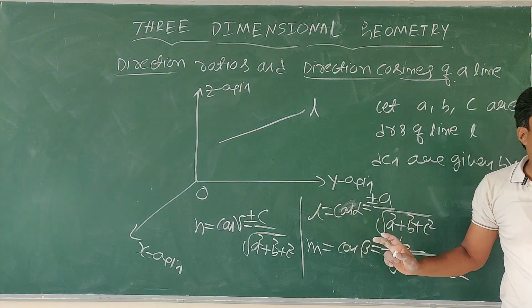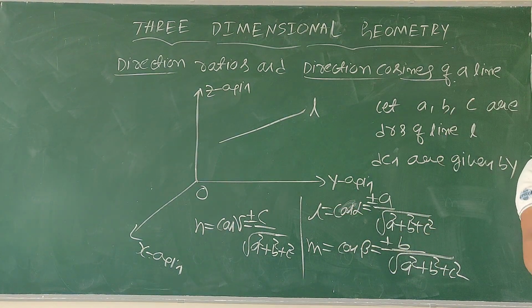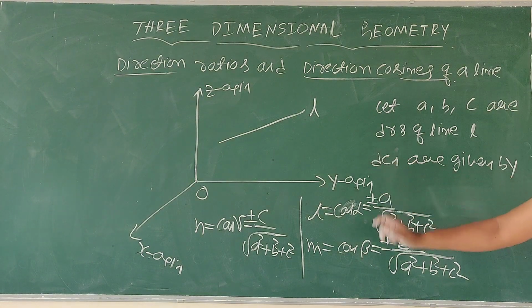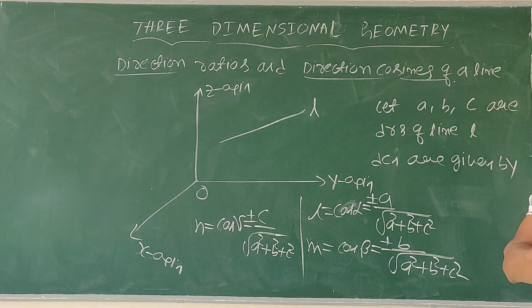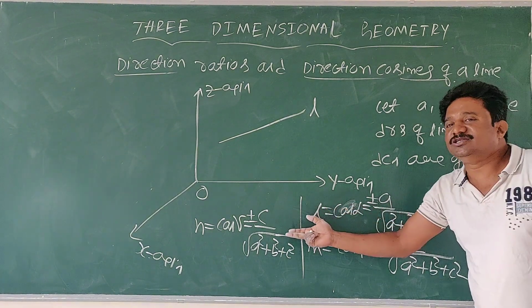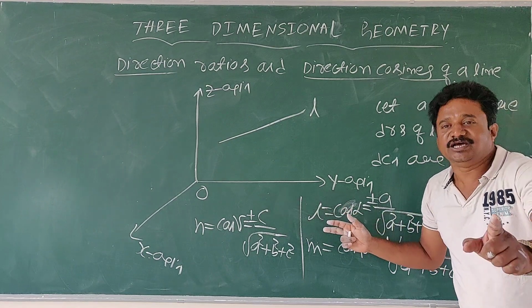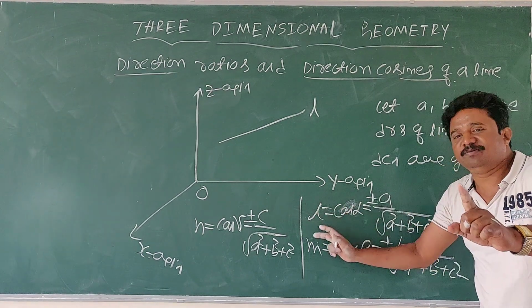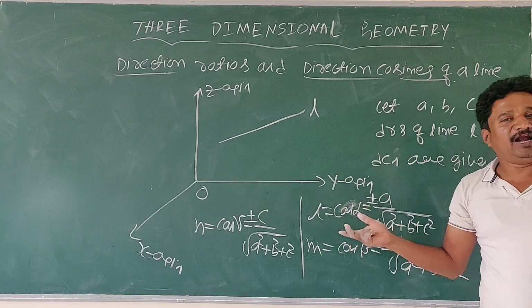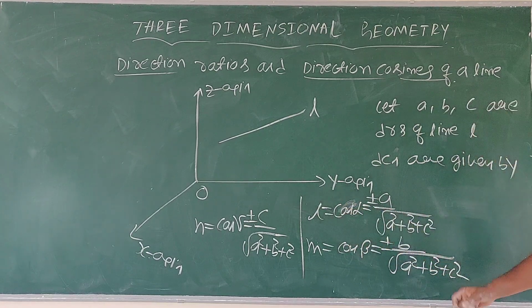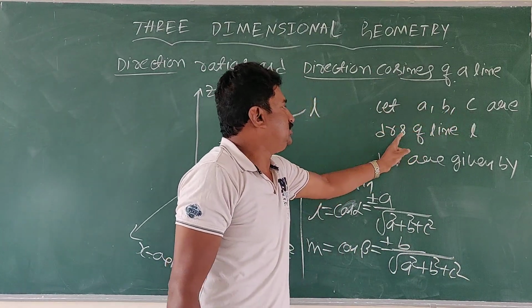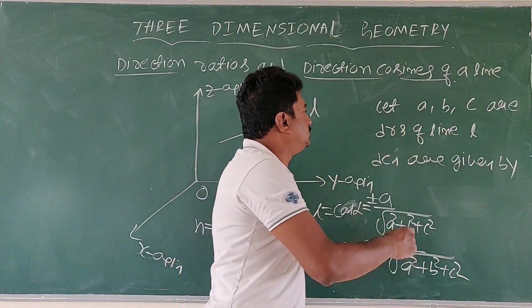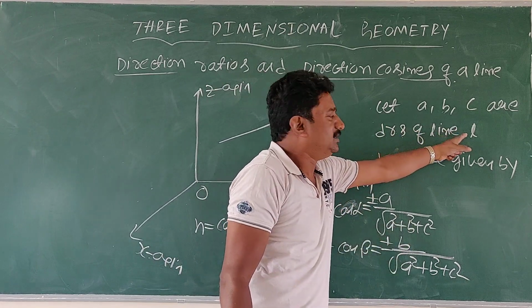But this won't happen in case of vectors, because for a vector there must be a particular direction. I should not use plus or minus. I hope you understood the difference between vector and line. Even for lines, if you forget to write plus or minus, it is also correct. Now, let A, B, C be the direction ratios of a line L.